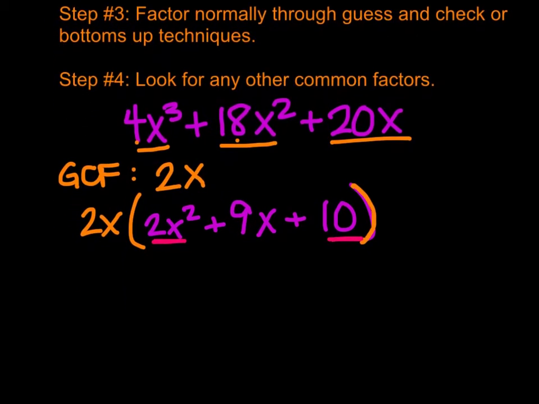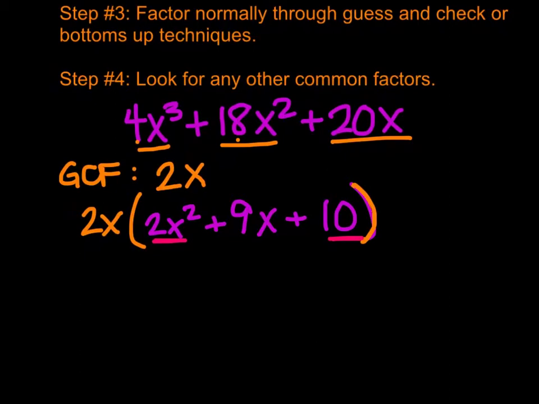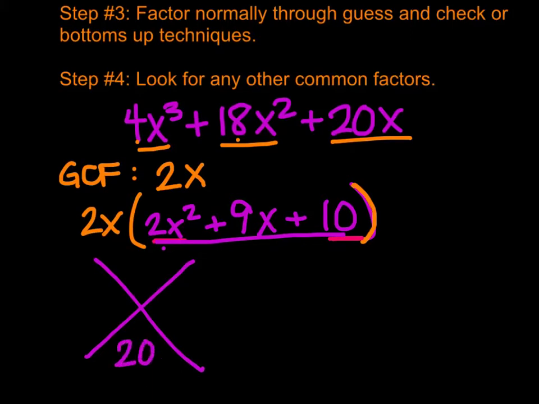So now let's actually just factor it normally through guess and check or bottoms up. I'm going to do bottoms up, and I'm only going to do the numbers that are inside. So we got 2 times 10, which is 20, and our middle coefficient is 9. So what numbers of 20?